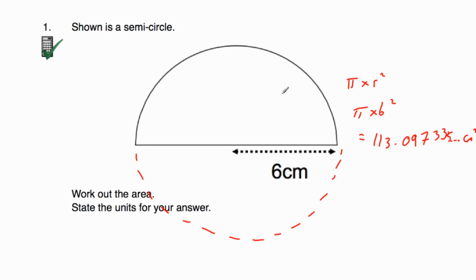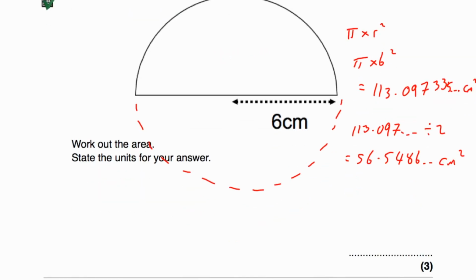Now that's the area of the full circle. Now we want the area of the semicircle, so we need to divide this by 2. So we're going to do 113.097 and so on, and we're going to divide that by 2, and then that would be the area of the semicircle. Now I've still got this on my calculator display, so I can just press divide by 2, and press equals, and that's equal to 18 pi, or 56.5486 and so on centimeters squared. So that is the area of the semicircle, 56.5486 and so on centimeters squared.